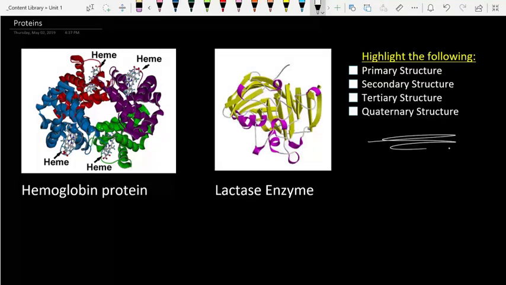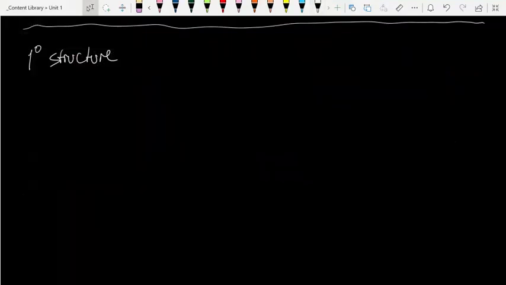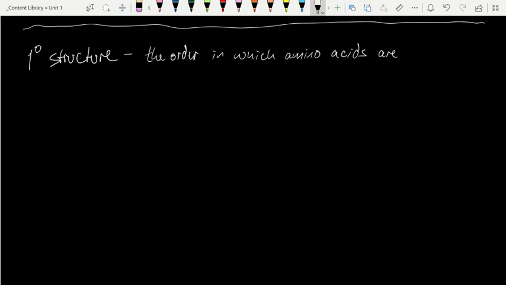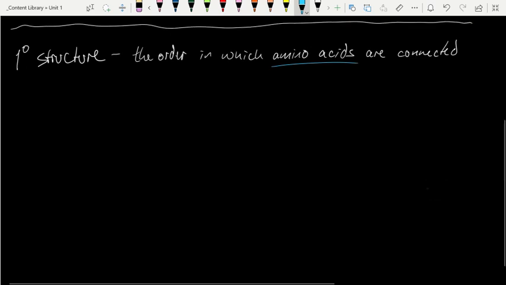Okay, so let's get into primary structure. Primary structure is simply defined as the order in which amino acids are connected. So within this definition, there's a couple of things we have to look at. Number one, amino acids, right? These are the monomers, the building blocks of protein. So let's take a second to look at an amino acid, see what it looks like.